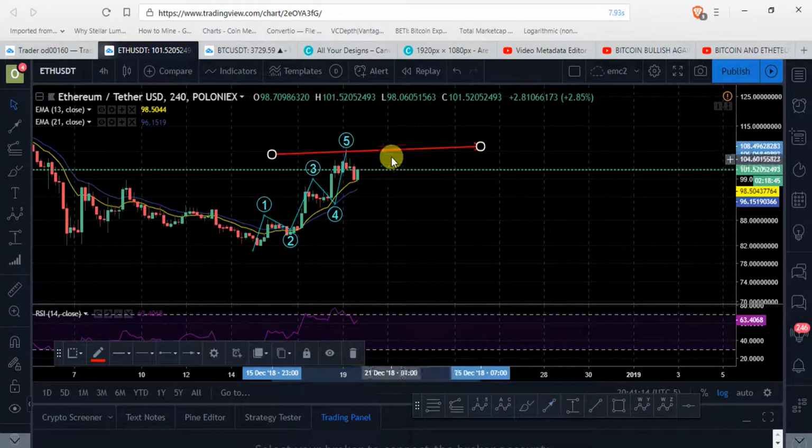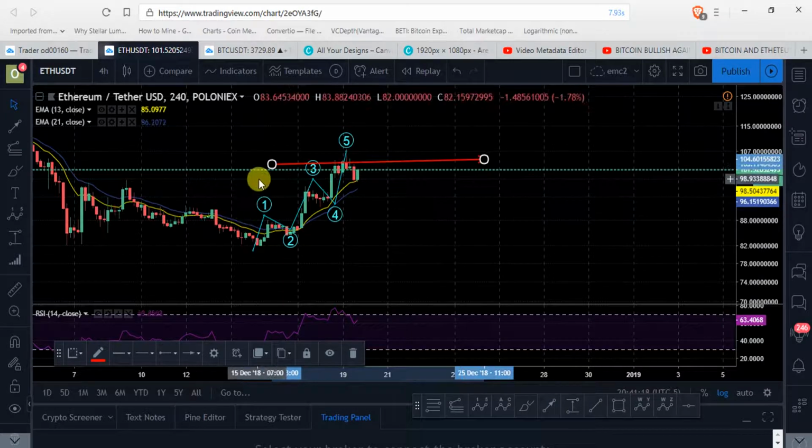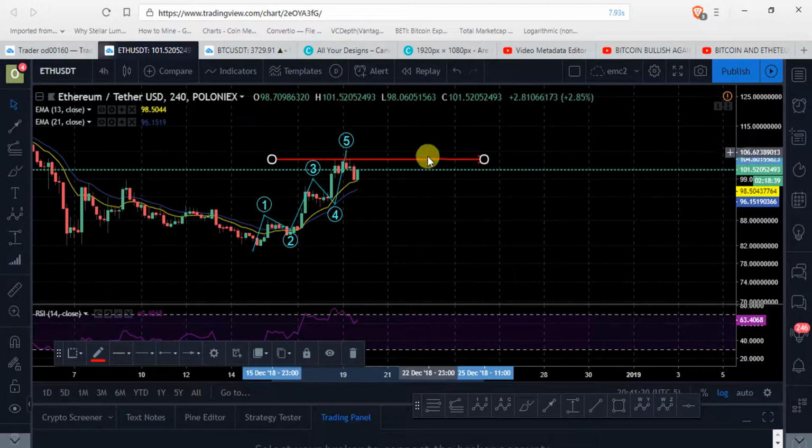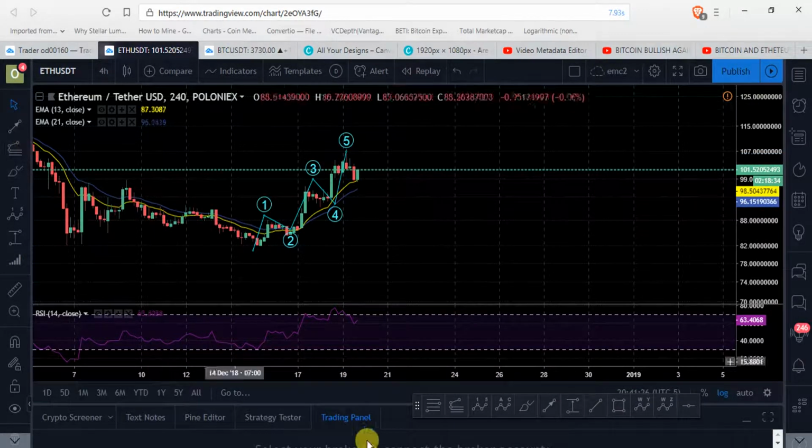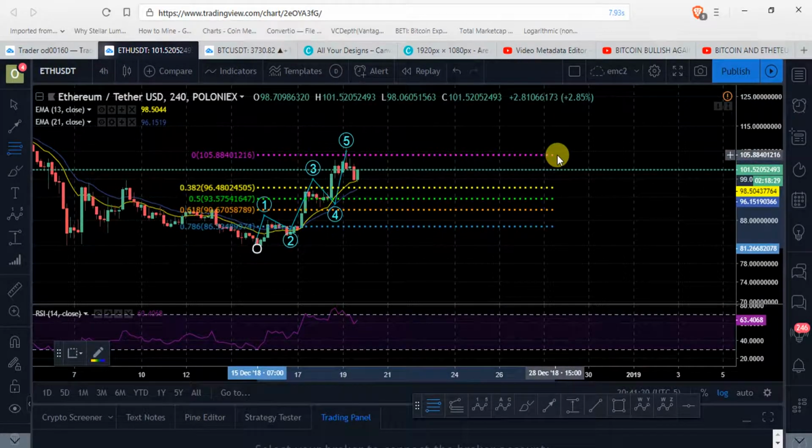So our target was 103 to 105, right? And then the price went up to 107. So that's pretty good, right? So what do we expect next? A retracement, right? Let's get this tool.